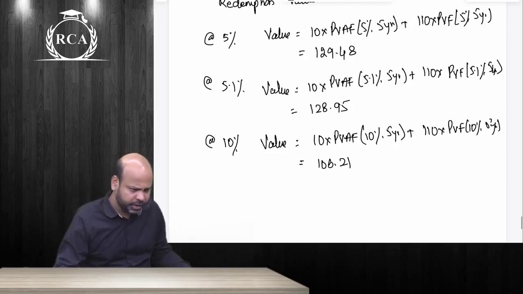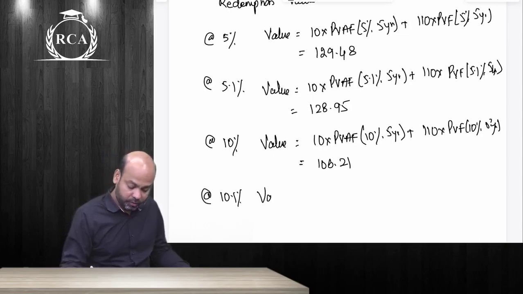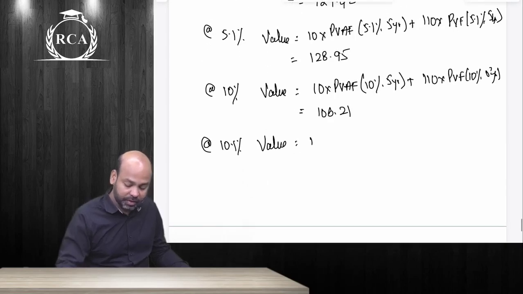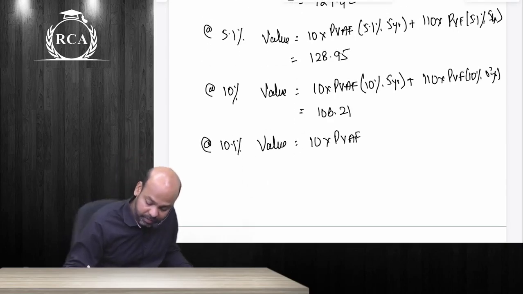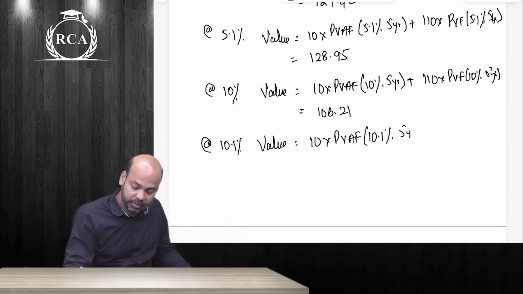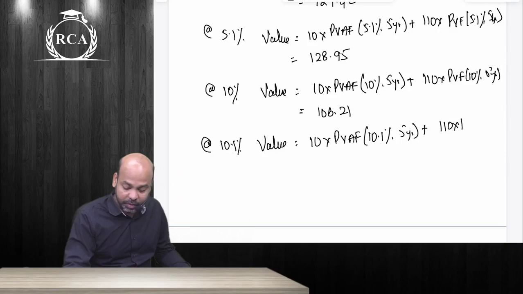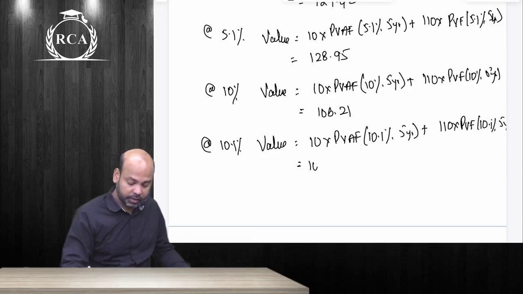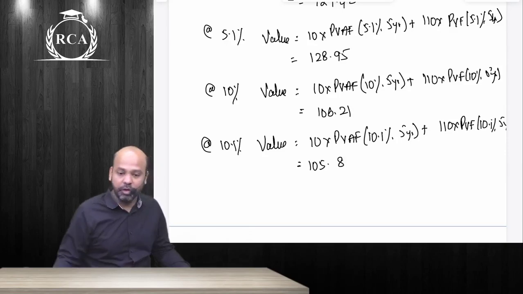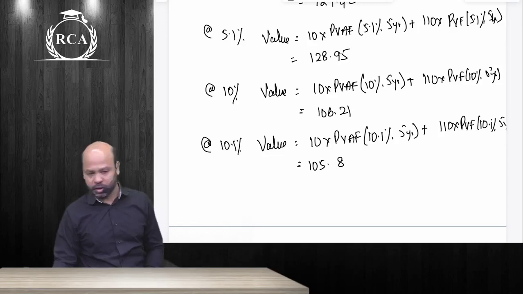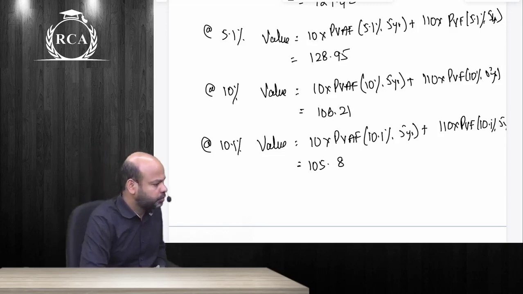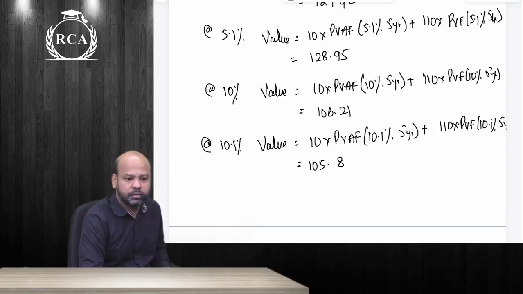10.1% पे भी हो गया, कितना आया? The value of the bond, guys, at 10.1% will be 10 rupees multiplied by PVAF at 10.1% for the 5th year plus 110 into present value factor at 10.1% for the 5th year, guys. 105.8, guys, is the value of the bond. Got it?